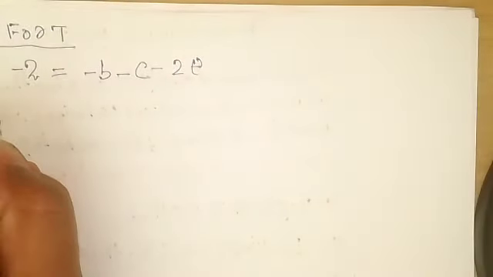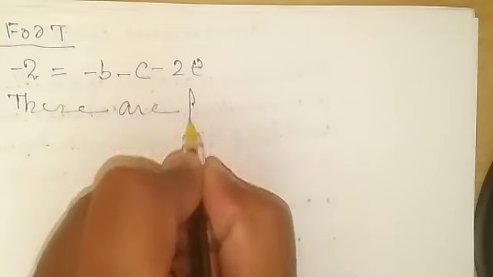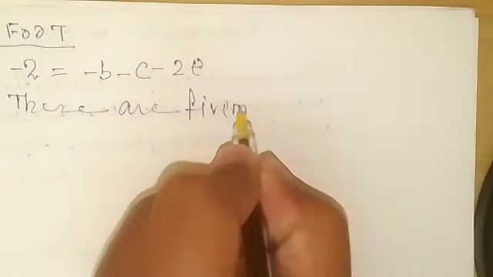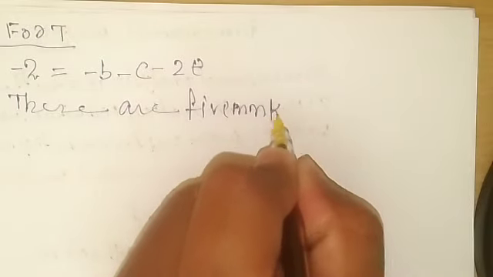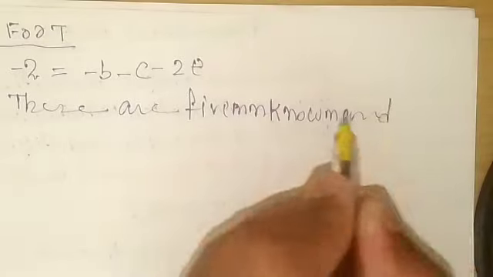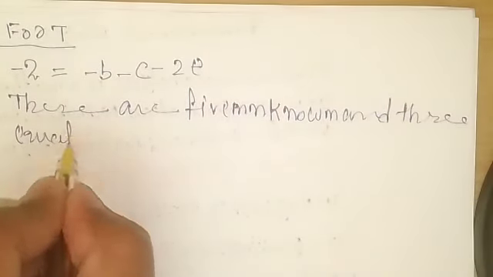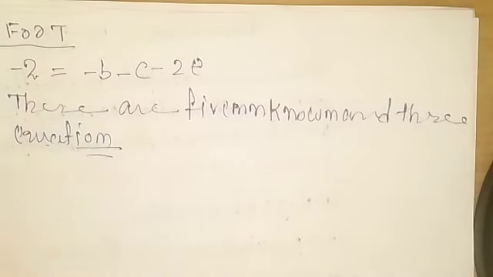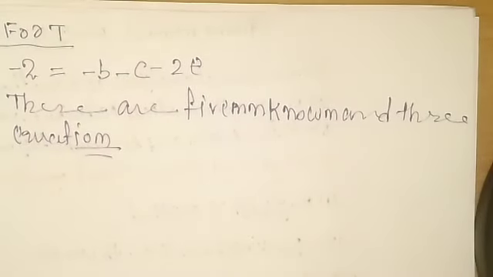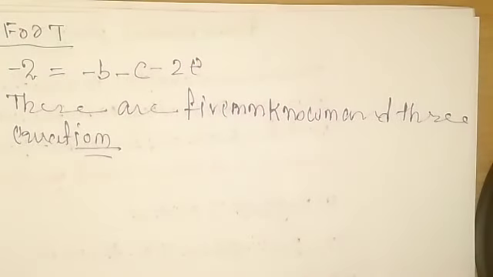So there are 5 unknowns and 3 equations, right? For as many unknowns as we have, that many equations are required. So with 5 unknowns and 3 equations, we cannot solve this problem completely.